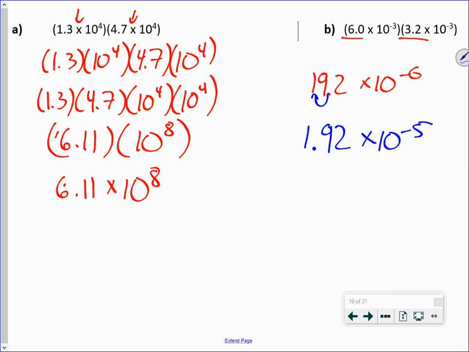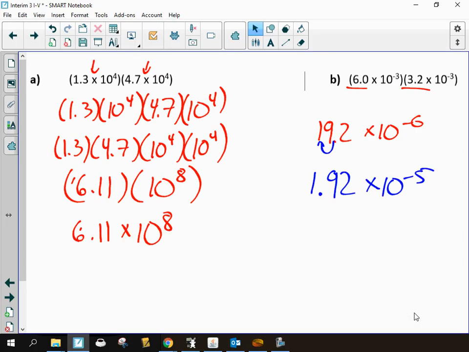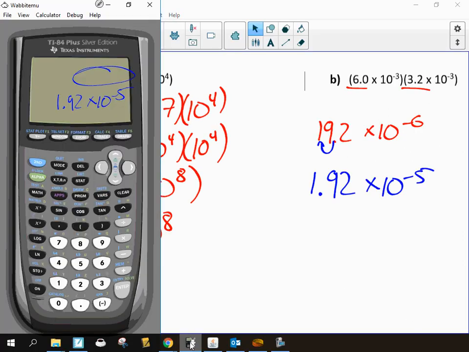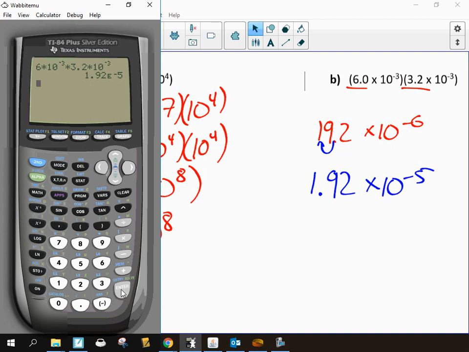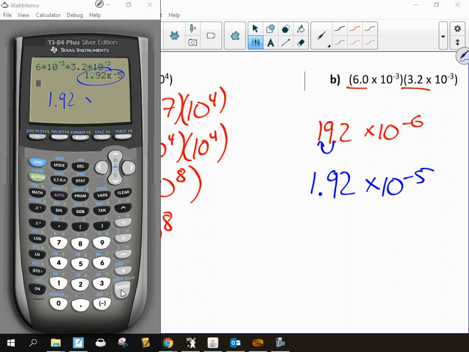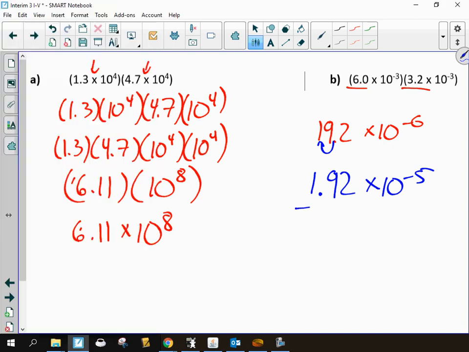Now, just a friendly reminder for everybody: when we take all these tests, in your classroom you have either a TI-84 or a TI-84 CE. And so one of the things you can do is type these into the calculator. 6 times 10 to the negative 3rd times 3.2 times 10 to the negative 3rd. And sure enough, this is scientific notation for 1.92 times 10 to the negative 5th, which is the answer I have right here.